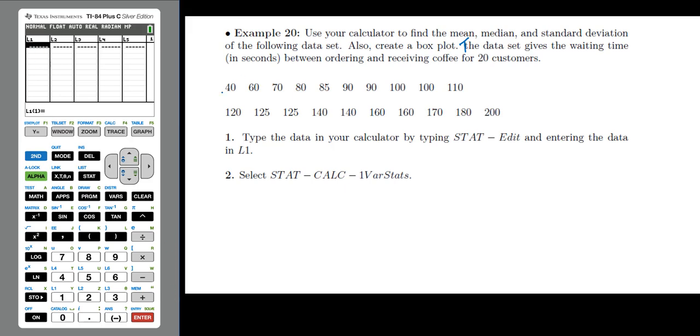All right, so now I'm going to type in all these data values under list 1, and I'm just going to press enter after each one. So 40, 60, 70. And just get this entire thing typed in. It wouldn't be a bad idea for you to follow along with me so that in your calculator you get used to where everything is.